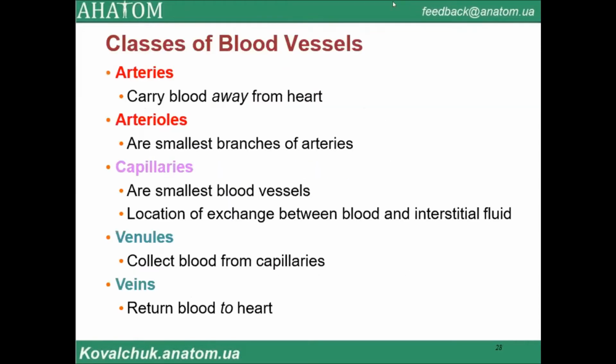Classes of blood vessels. First one, an artery. Arteries carry blood away from the heart. Arterioles are the smallest branches of arteries, and capillaries are the smallest blood vessels and the location of exchange between blood and interstitial fluid. Venules collect blood from capillaries and veins return blood to the heart. If including only arterioles, capillaries, venules, and veins, without veins and without arteries, it will be the microcirculatory bed.